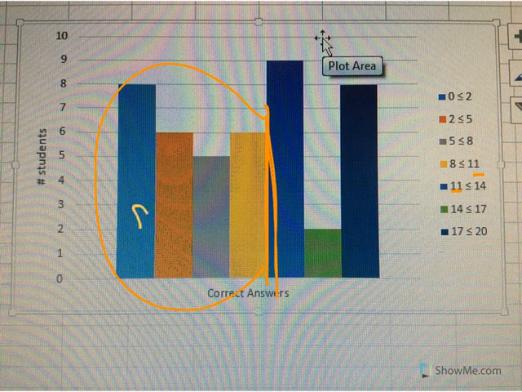Well, we know that there are 8 in this blue bar, 6 in the orange bar, 5 in the gray bar, and 6 here. So add those together, and we have 25. So 25 students scored 11 or fewer.